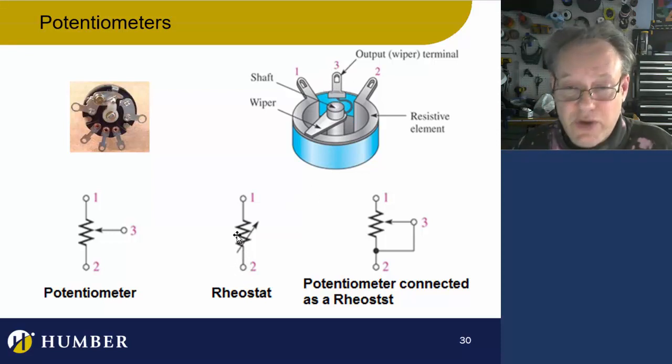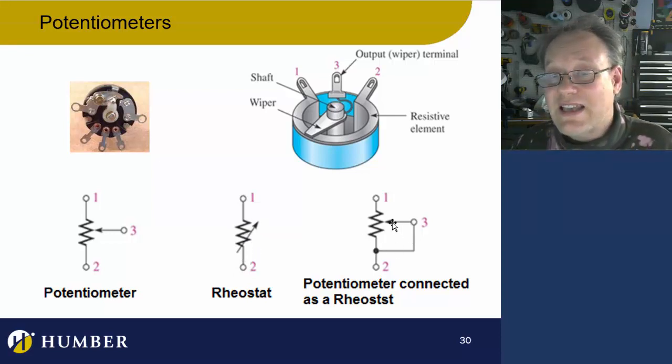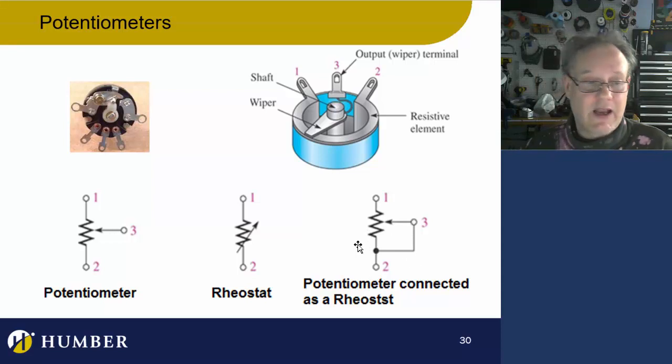This is a rheostat. It's called a current divider. This is the symbol for a rheostat. This is how a rheostat is connected. Again, we will look at that as well.